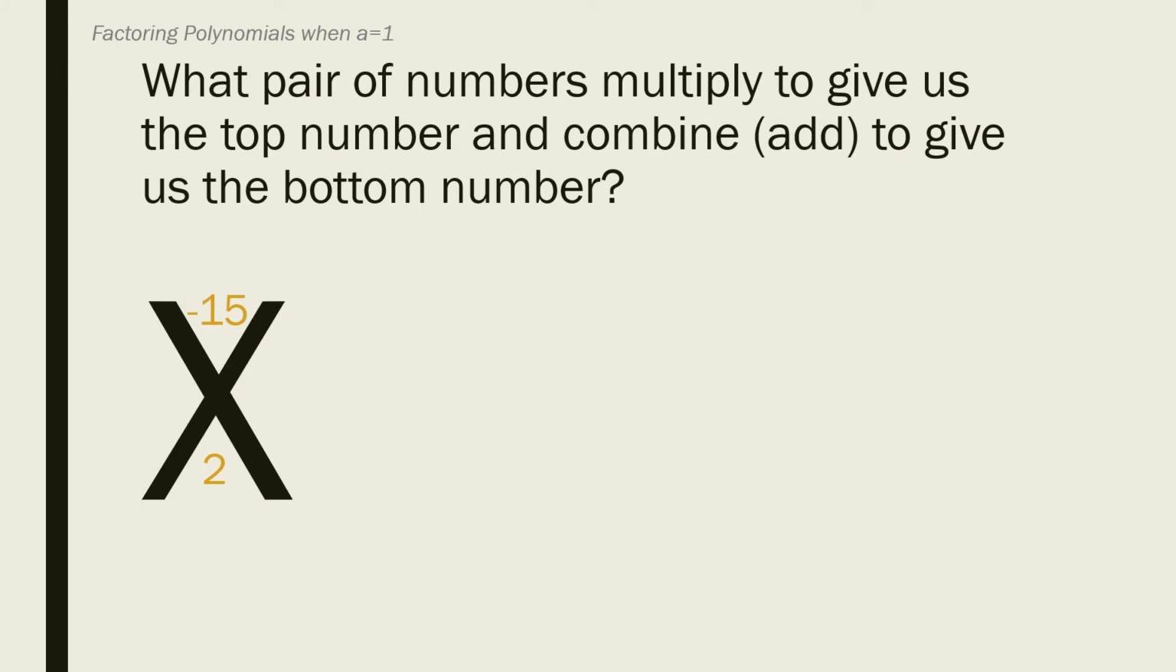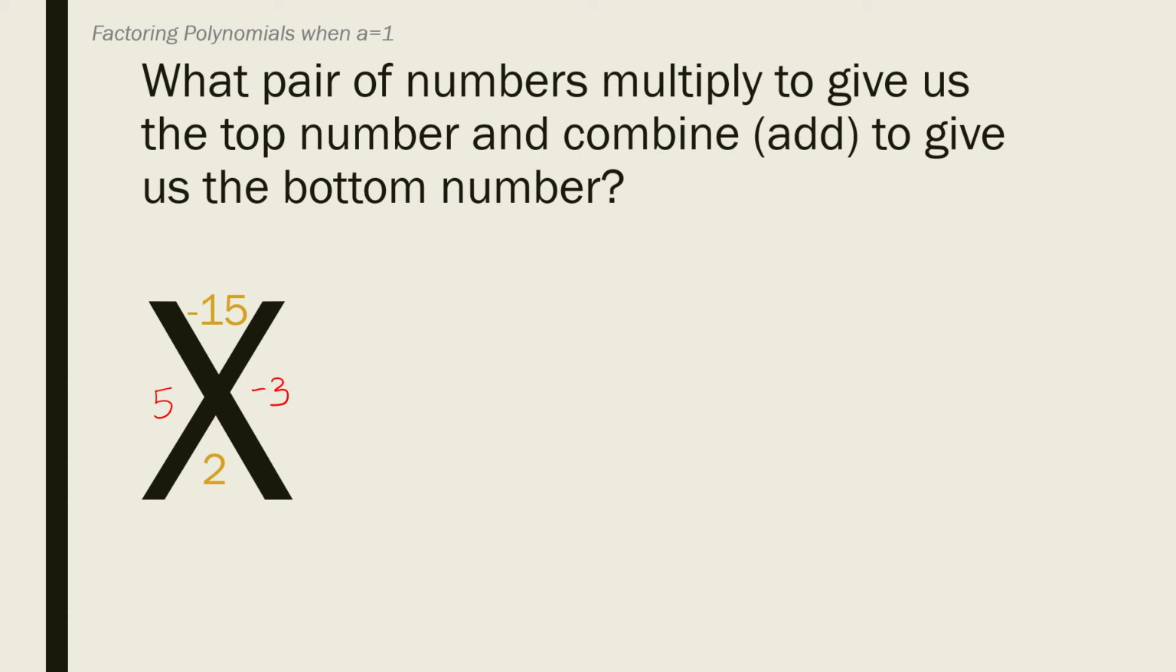What pair of numbers will multiply to give us the top number, -15, and combine, meaning you add them together, to get the bottom number, 2? So take a second, pause the video, try and figure out 2 numbers that multiply to give you -15, but combine to give you +2. Hopefully you came up with 5 and -3, or -3 and 5.